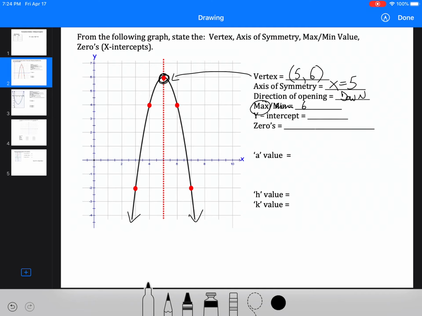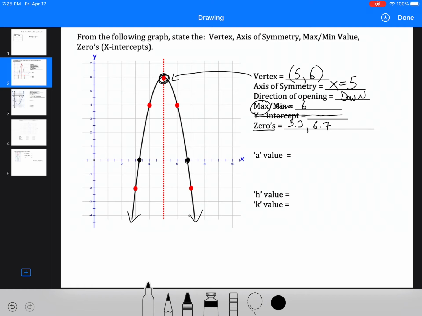The y-intercept in this case, we don't know the y-intercept. We can actually find it, but in this case, it's not given, so we'll leave that out. The x-intercepts are right here and right here. So our x-intercepts, or our zeros, are about 3 and 6.7, let's call it.